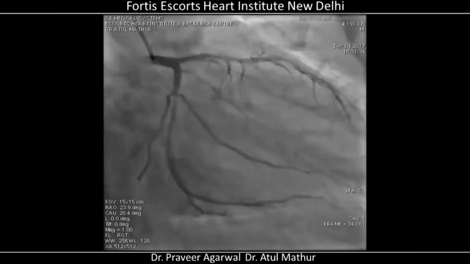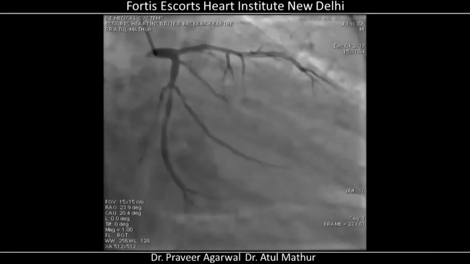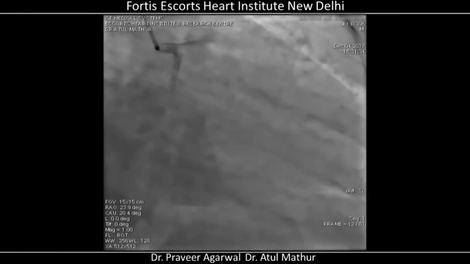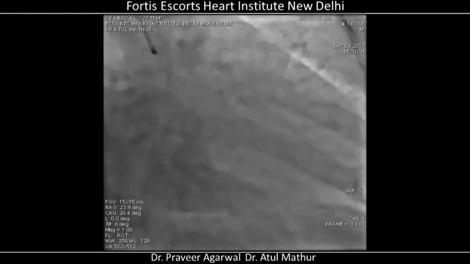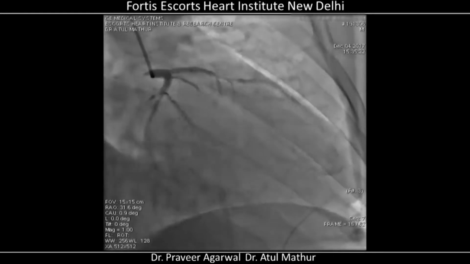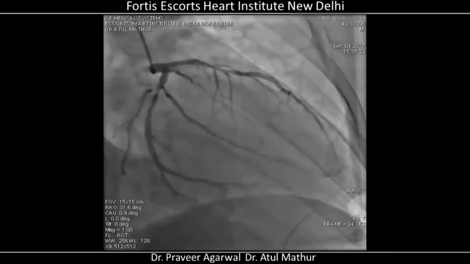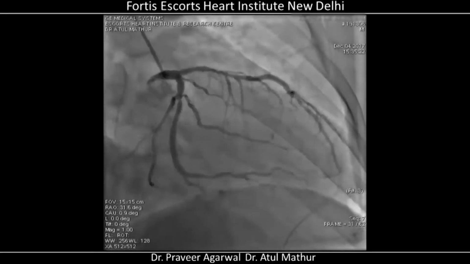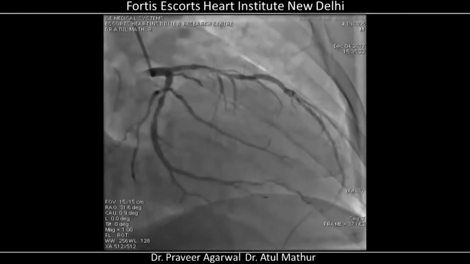And this was the story on the left side. If you look at the circumflex, it's a large circumflex which gives a moderately large branch, obtuse marginal 2, and we have a 0-1-1 type of bifurcation stenosis. If you look at the LAD, there's around a 40% plaque in the LAD also, 40-50%. So a young 39-year-old male with 2 vessels, unstable angina was our substrate. We have treated the right, and now today the plan was to discuss this interesting bifurcation case with you.